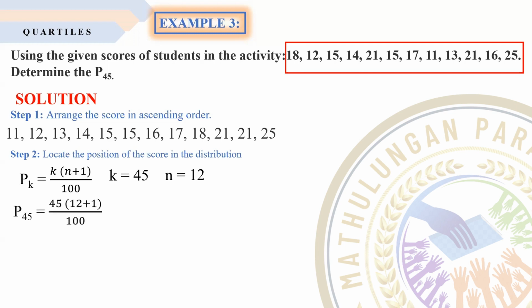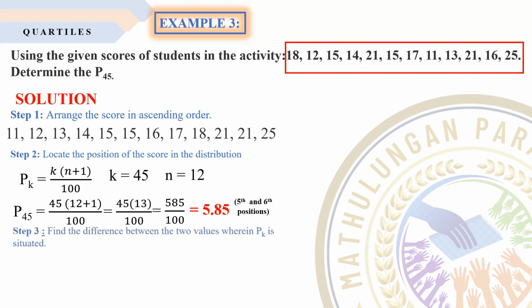Then we have to substitute the value of k sa ating formula. K is 45 times 12 plus 1 all over 100. So 12 plus 1 is 13, and 45 times 13 is 585 all over 100. So 585 divided by 100 is equal to 5.85. So therefore, ang position ng ating hinahanap ay nasa 5th and 6th positions.